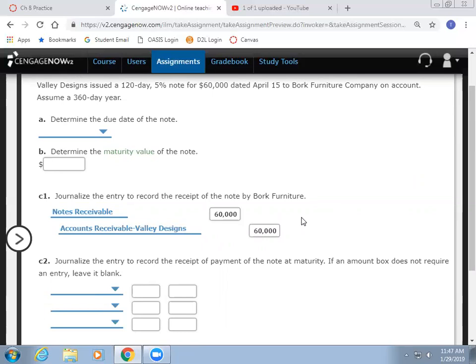Now I want to calculate the due date of the note. You can work through it different ways, but we have April 15th, right? This was written April 15th. For April, how many days? There's 30 days in April. So how many days are left in April? 15. And we're trying to get to 120 days total. Then we have May, which has how many days? 31, good. So I'm going to add that. Now we're up to 46.